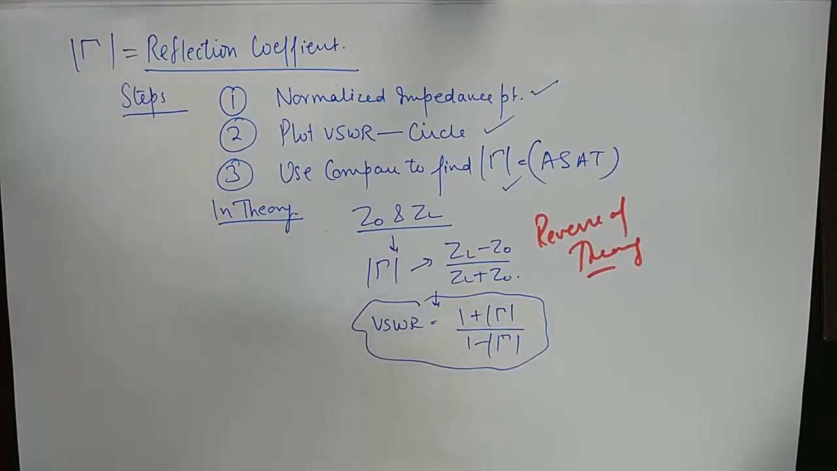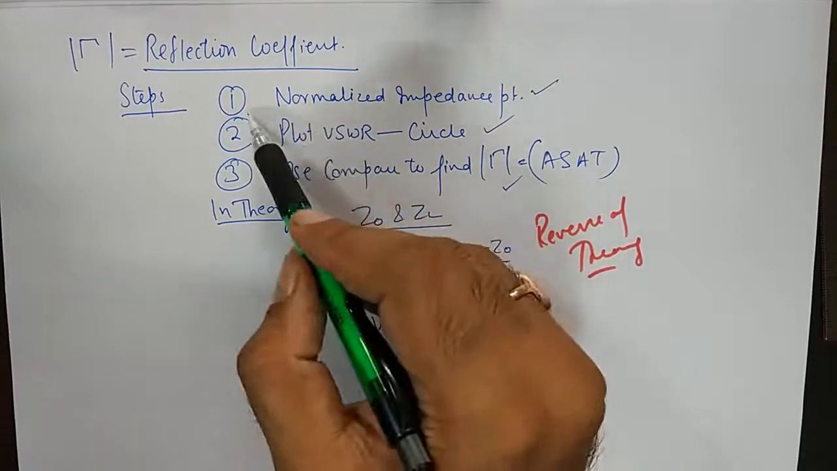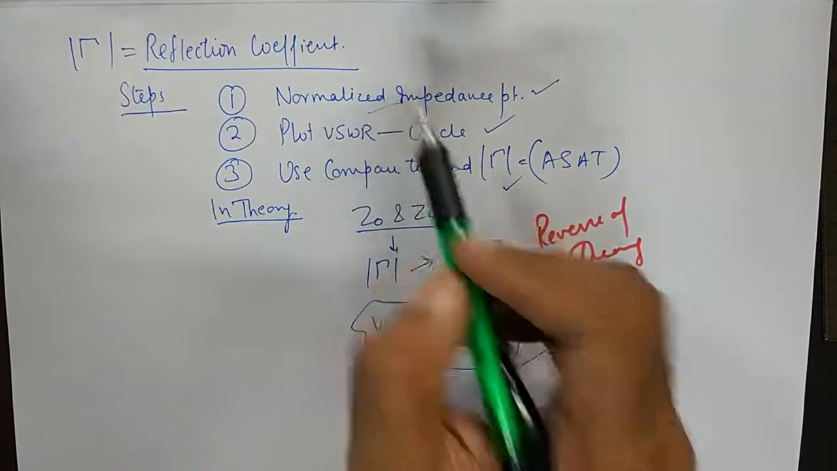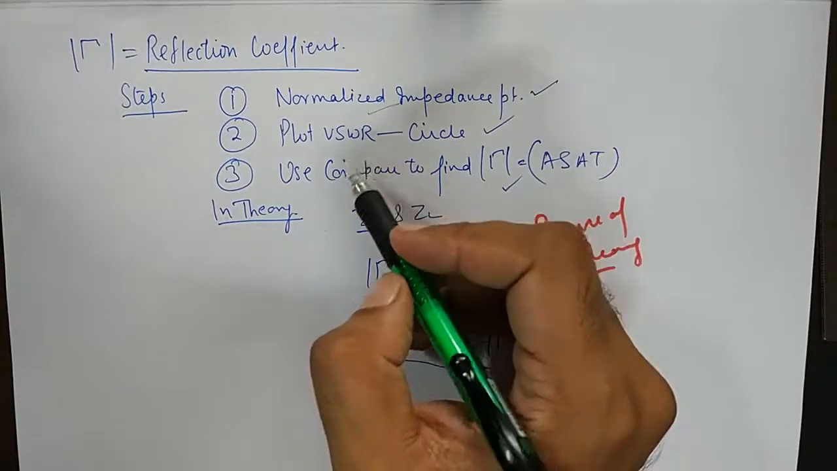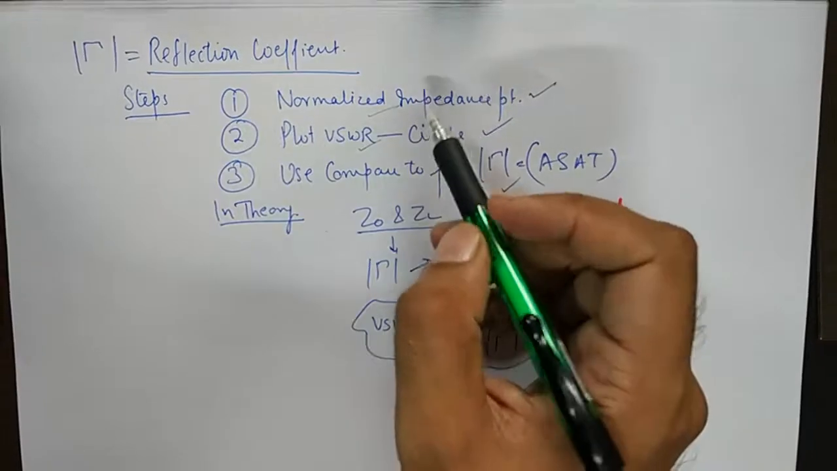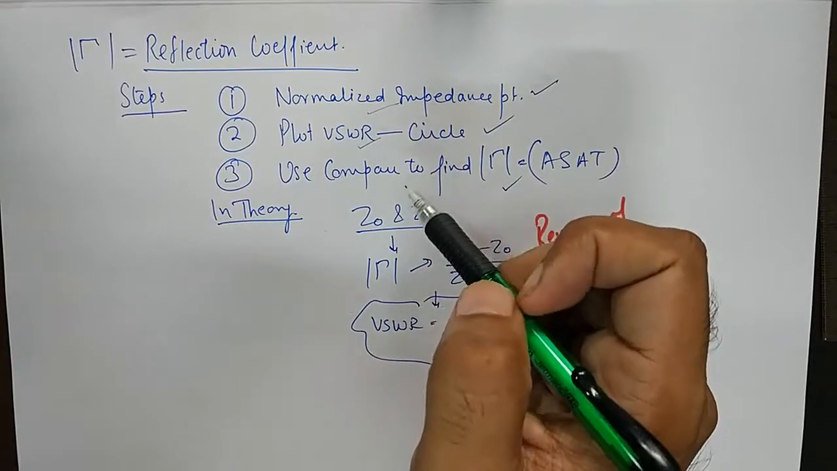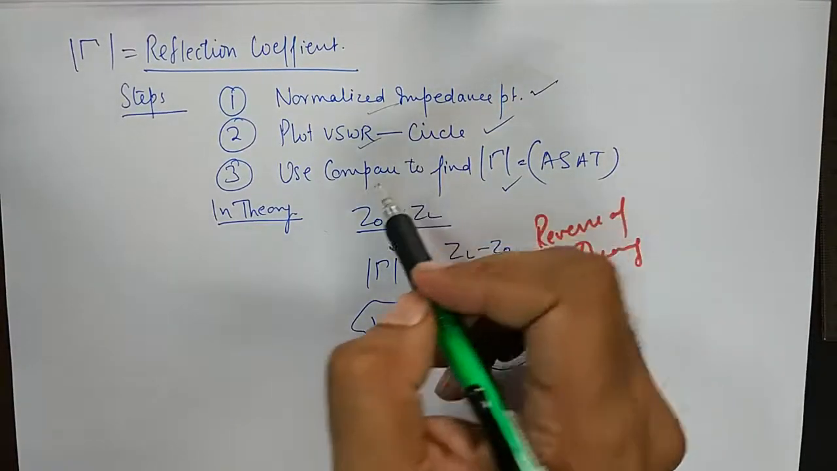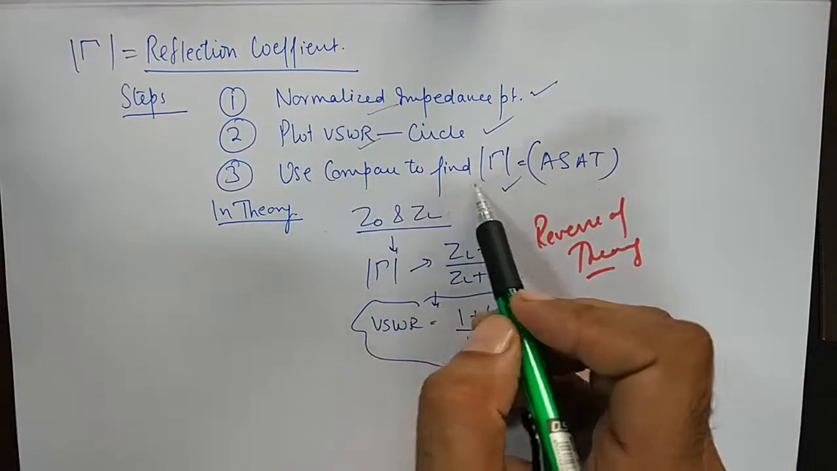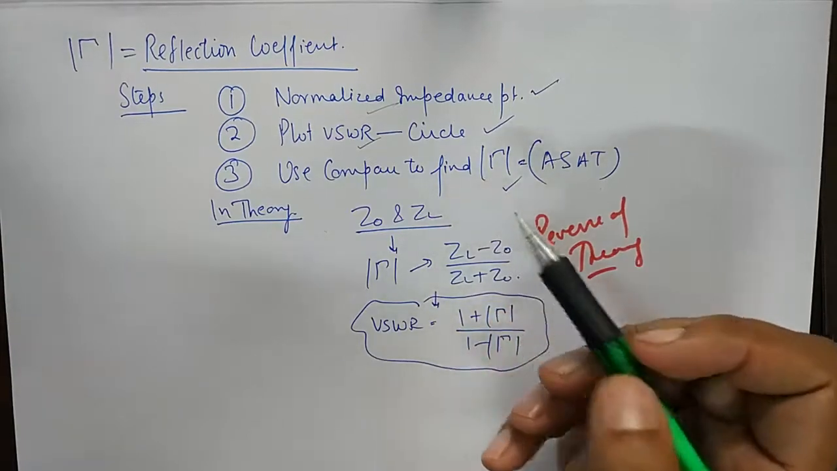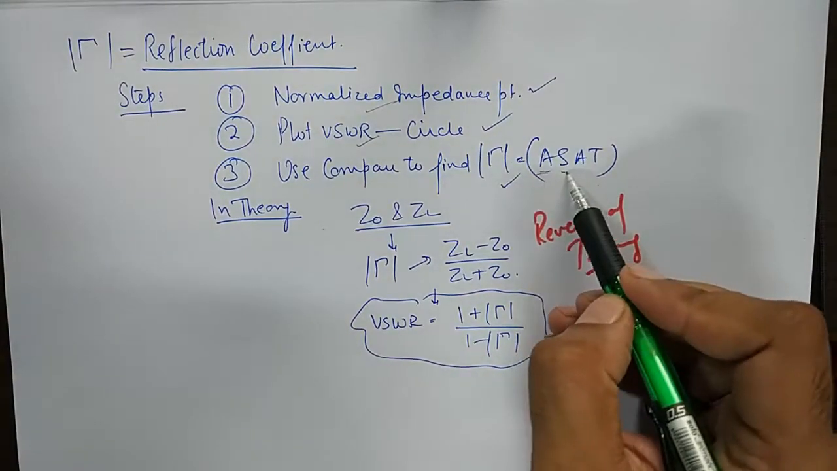In this tutorial, we'll learn how to find reflection coefficient from Smith chart. It's as easy as 1, 2, 3. I've written down these steps here. You've got to know the normalized impedance of load for a transmission system, and you plot the VSWR circle. If you do not know these two steps, I highly recommend that you watch my previous videos in this series. And then you simply need to use the compass to find the reflection coefficient. As simple as that.